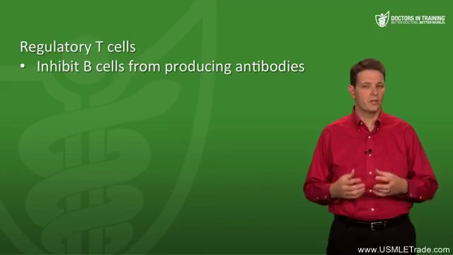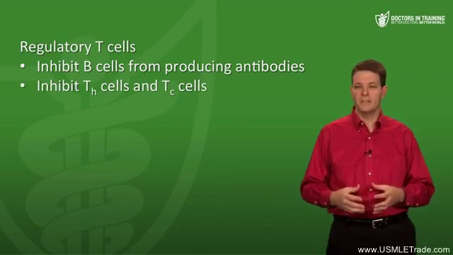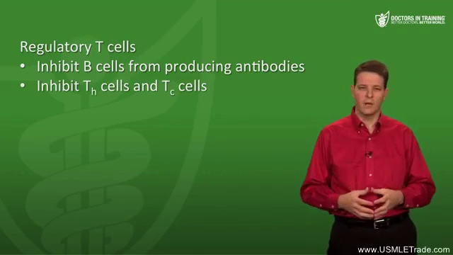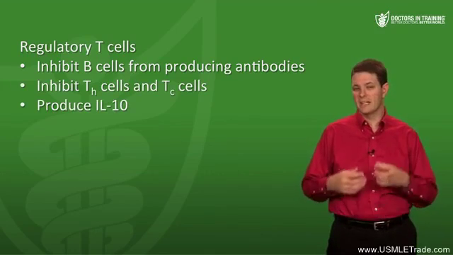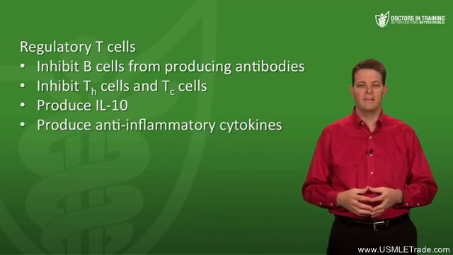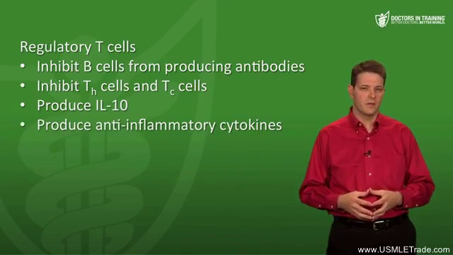And then regulatory T cells are really poorly understood. Regulatory T cells are basically responsible for regulating the immune system by suppressing it. They inhibit B cells from producing antibodies. They inhibit helper T cells and cytotoxic T cells from doing their jobs. They produce IL-10, which is that inhibitory cytokine, and they release anti-inflammatory cytokines. If your regulatory T cells don't work properly and your immune system isn't suppressed when it ought to be, you're going to develop autoimmunity and atopic diseases where the immune system overreacts to benign, harmless antigens.